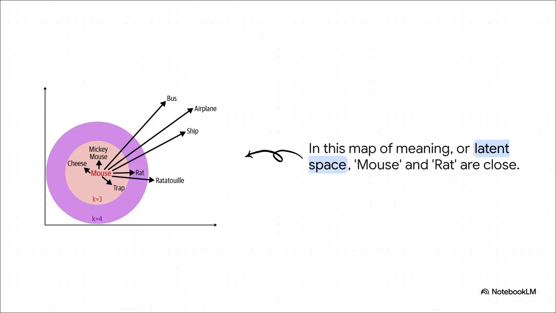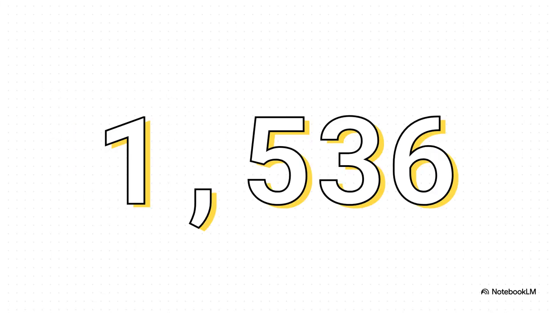And this image here does a great job of showing what that map of meaning, or what's technically called latent space, looks like. Concepts like mouse and rat, they're plotted super close to each other. Makes sense, right? But something totally unrelated, like airplane, is way out in a different part of the map. This is how the AI finds related stuff. It just looks for the points that are closest together. It's all about distance.